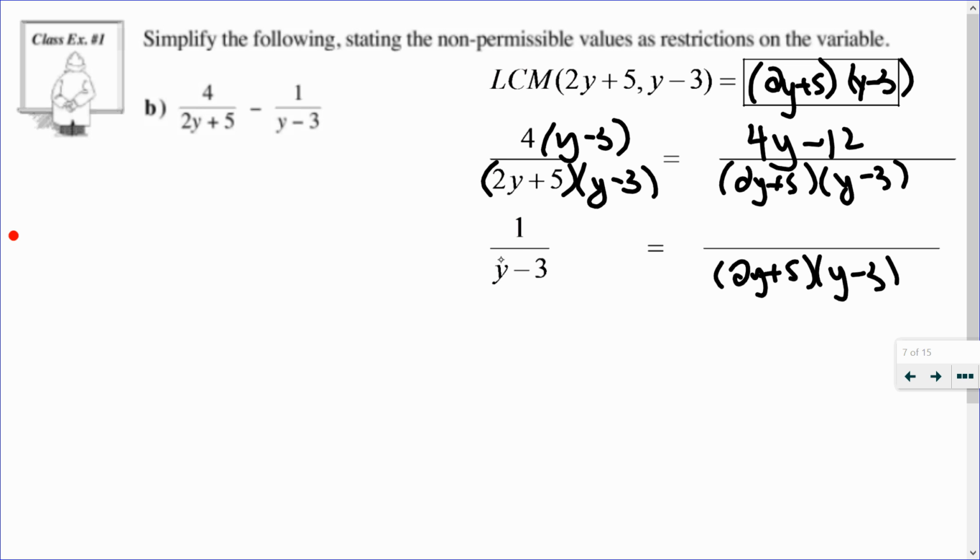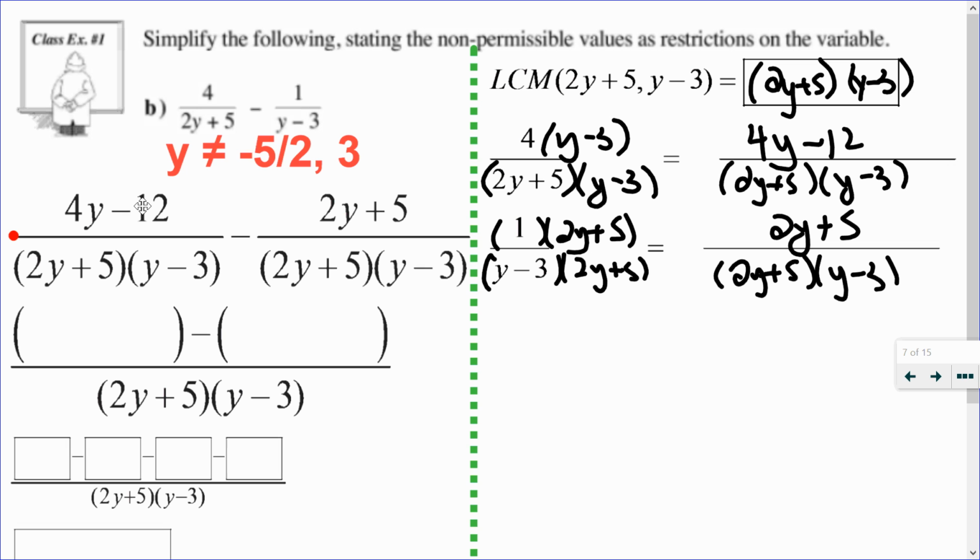Okay, over here, I'm missing a factor of 2y plus 5. So I will multiply numerator and denominator by 2y plus 5 to be fair. And I'm just left with 1 times itself is itself. Okay, now that the denominator is the same, I am ready to add. So my restrictions: the opposite of a plus 5, negative 5; opposite of multiply by 2, divide by 2; and the opposite of a minus 3 is a plus 3.